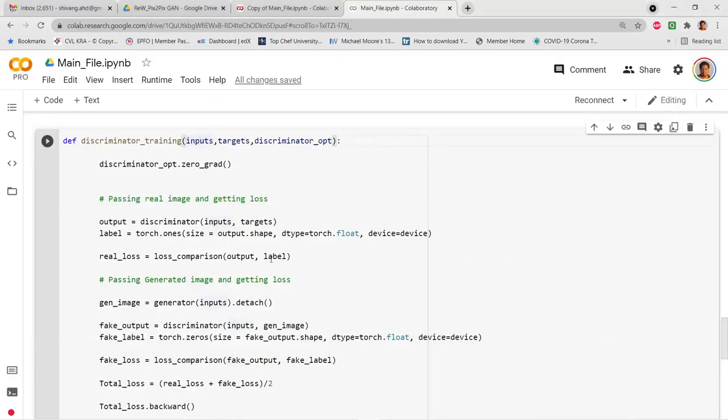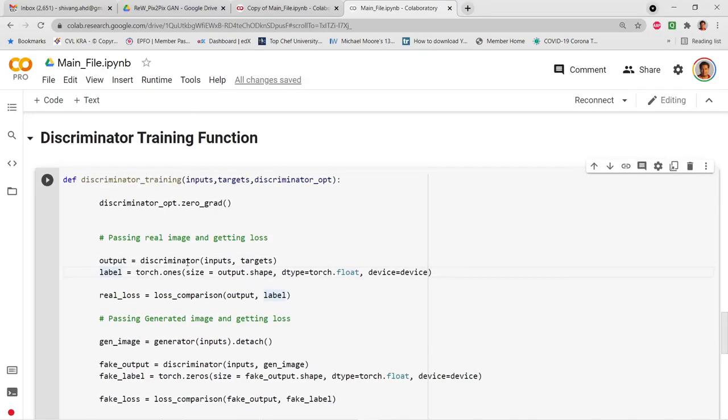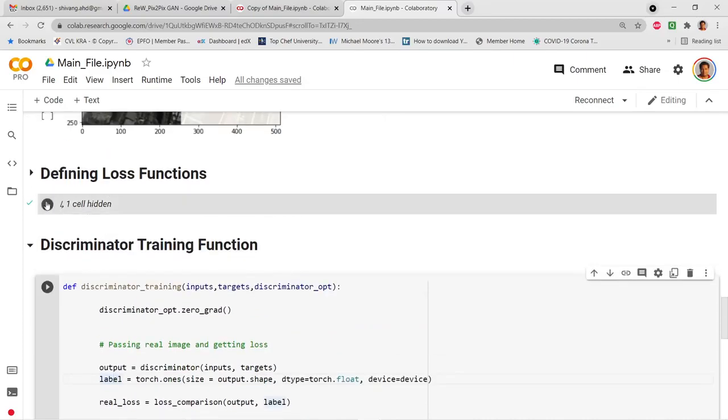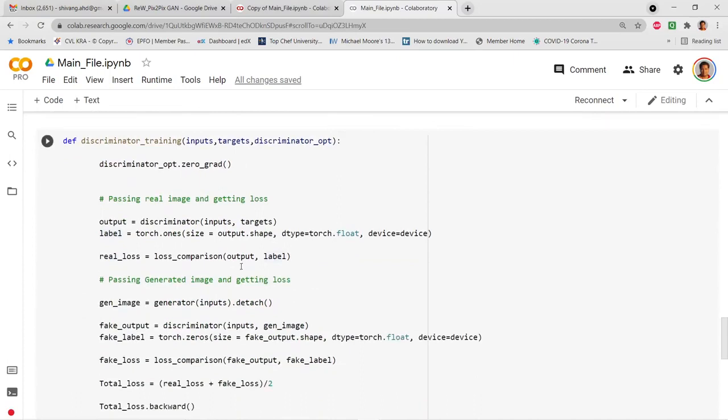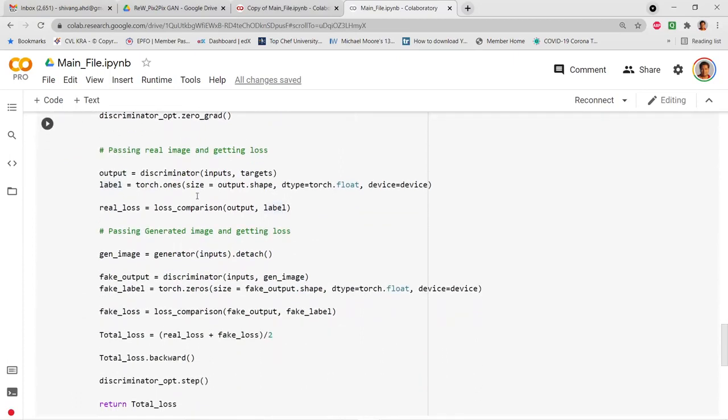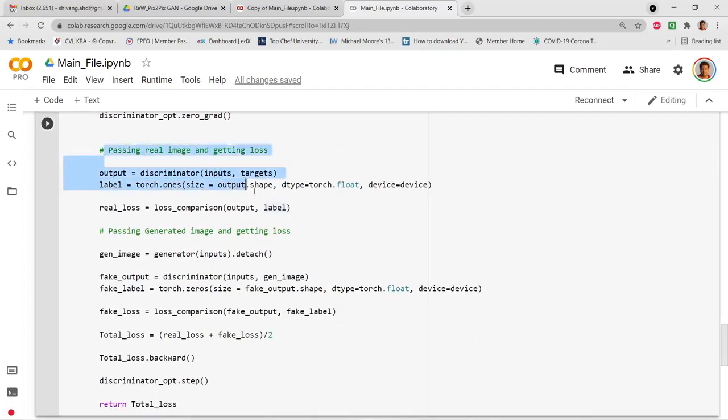So this is the 16x16 matrix. Ideally we want all those values to be ones, so we are generating a label of ones of the same size, and then we are passing it to the loss comparison. What is loss comparison? It is BCE loss, binary cross entropy loss. So this part is about training the discriminator to accept the right targets, the correct images.